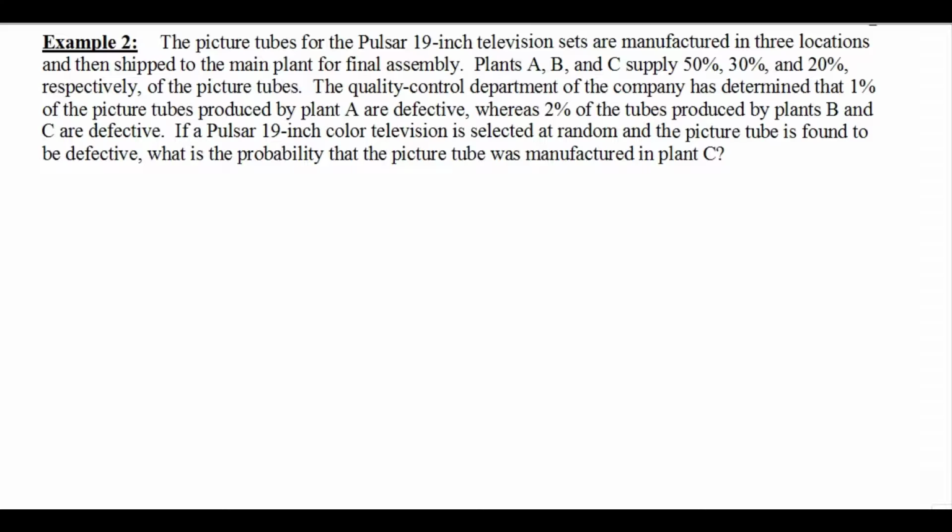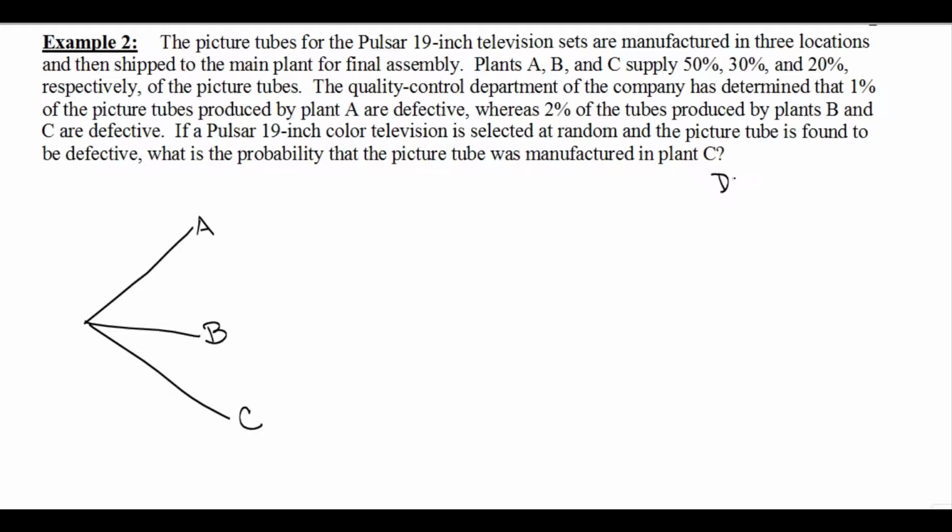Okay, so we've got a television manufacturer that is manufacturing picture tubes in 3 locations. Okay, so A, B, and C. We're going to make ourselves a probability tree. Each of these 3 plants, A, B, and C, produces some defective picture tubes and some not defective.